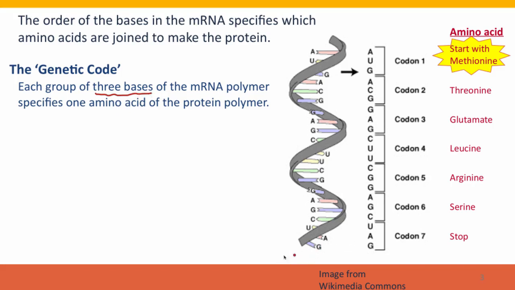So here we have part of a messenger RNA, split into groups of 3 bases, which are the codons. Remember, we used the term codon in the context of the start codon and the stop codon. The start codon always specifies the amino acid methionine. The stop codon doesn't specify any amino acid at all, and that's why translation stops at this point. Each of these codons corresponds to a particular amino acid, AUG with methionine, ACG with threonine, etc.